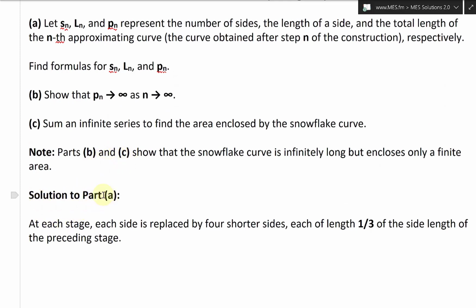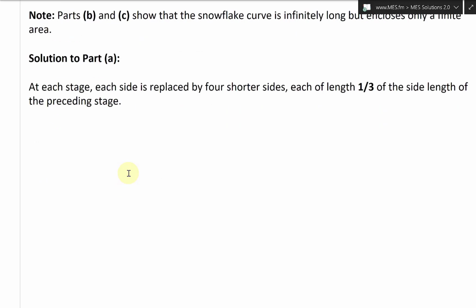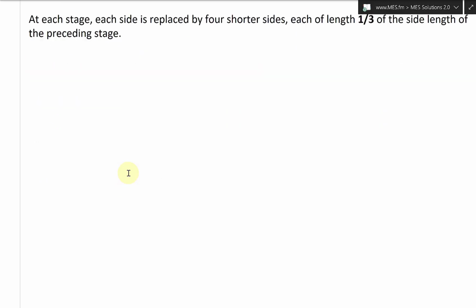So solution to part A. At each stage, each side is replaced by 4 shorter sides, each of length 1/3 of the side length of the preceding stage. And we can see this, but let's just draw our triangle like this, our equilateral triangle. And then the first side here, I'm going to cut this up like this. We'll do this actually twice here. So I'm going to cut this up right there.